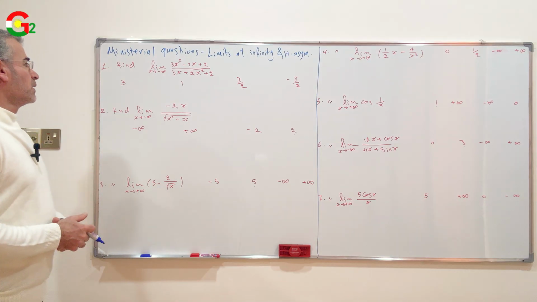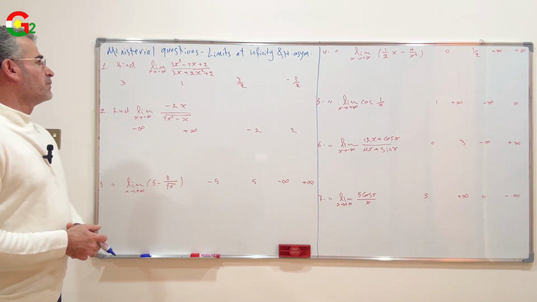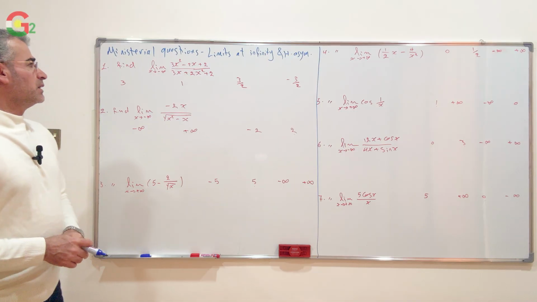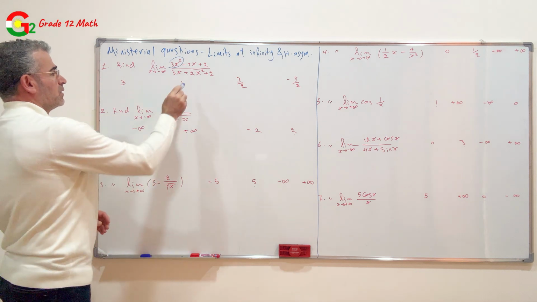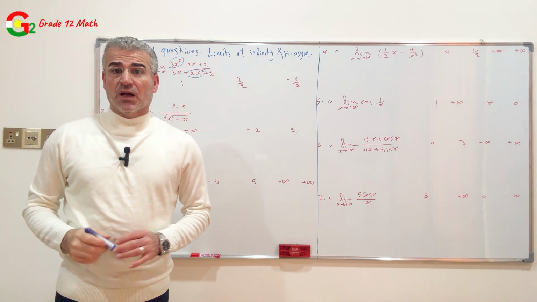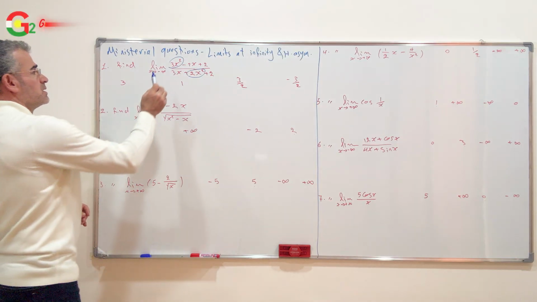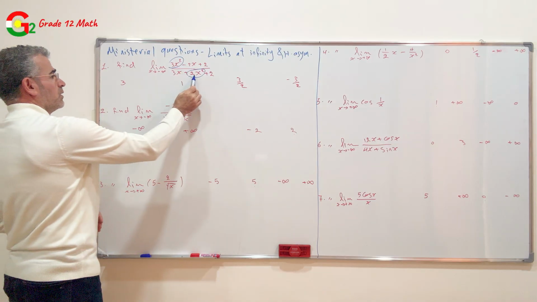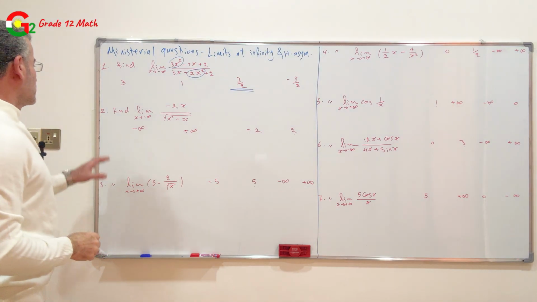Question number 1. Find the limit when x approaches negative infinity for (3x² − 2x + 2) over (3x + 2x² + 2). The leading term in the numerator is 3x² and the leading term in the denominator is 2x². Since the numerator and denominator have the same degree, the answer is the coefficient of the leading term in the numerator over the coefficient of the leading term in the denominator, 3 over 2. Choice C.